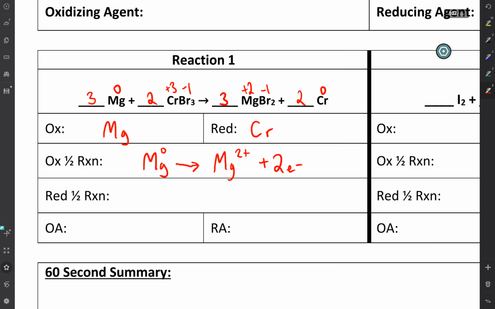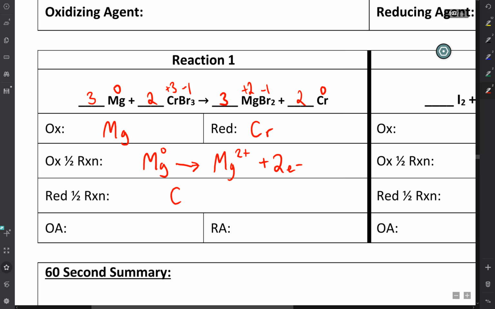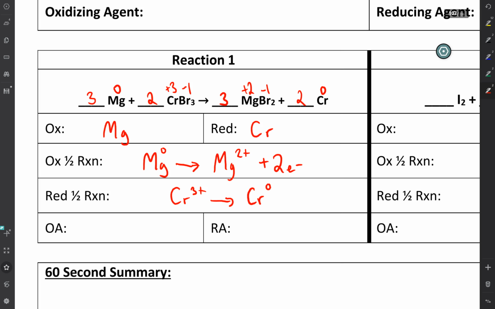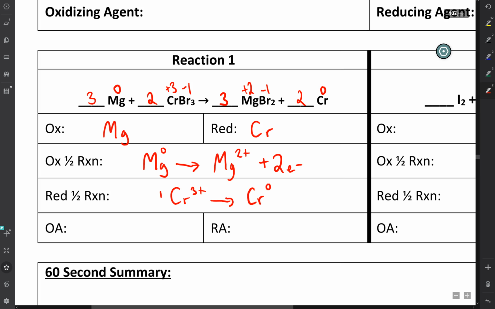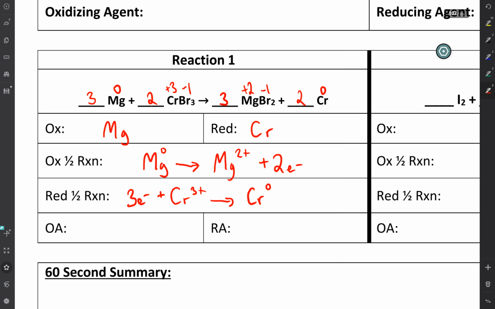Let's take a look at the reduction reaction. We start off with chromium 3+. As the reaction progresses, we make chromium, I'll put the 0 up there again. We're balanced for mass, 1 chromium on each side. We are not balanced for charge. We've got +3 on the reactants, 0 on the products. So in order to balance that out, let's add 3 electrons to our reactant side. Now we've got 0 for a charge on both sides of the equation.